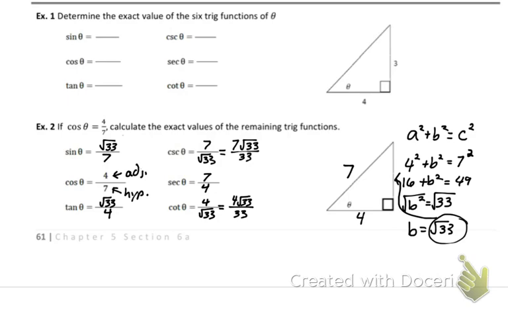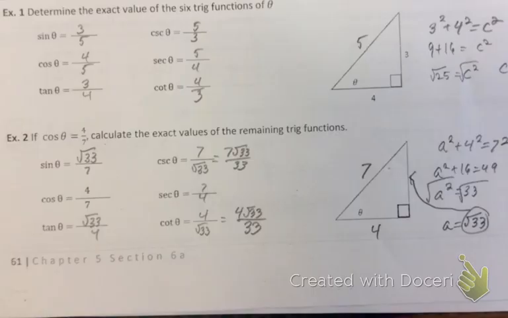I want you to do the one right above it. All right, here's the values I got. I got sine equals 3 over 5. Cosecant was 5 over 3. Cosine is 4 over 5. Secant is 5 over 4. Tangent is 3 over 4. And cotangent is 4 over 3.